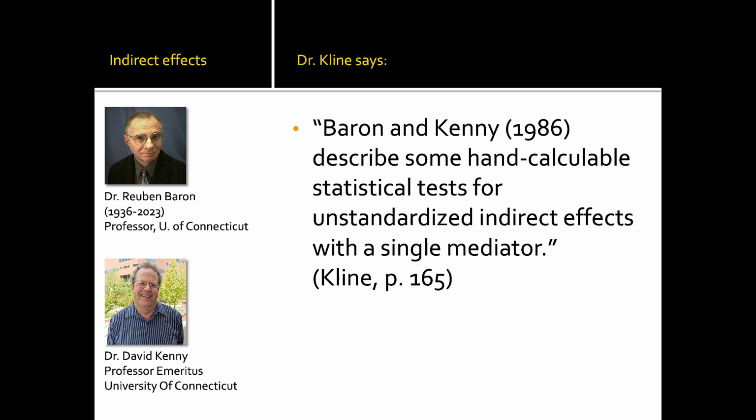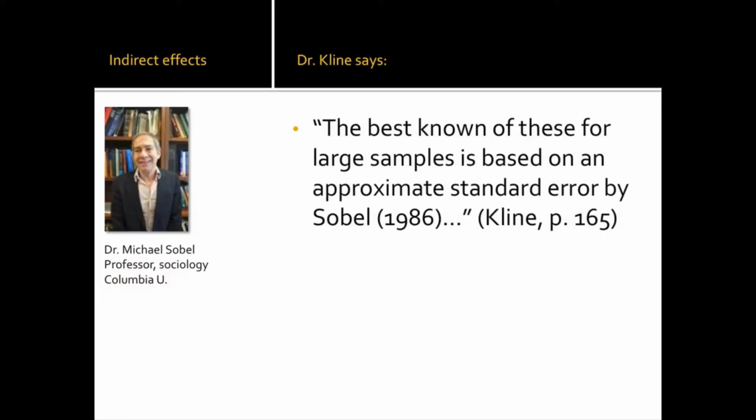Baron and Kenny described some statistical tests. We just did that multiplication, right? We've got a p-value to say, yes, that indirect effect is significant. But what are the mechanisms behind that? Well, they're basically the Sobel test. So if we continue on here, the best known of these standard error test statistics for calculating indirect effects is basically what the Sobel test does. It's based on an approximate standard error, that is the Sobel test.